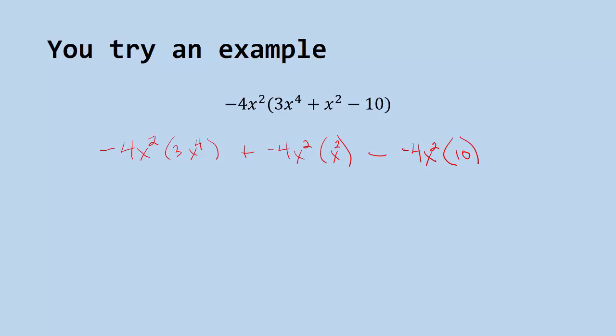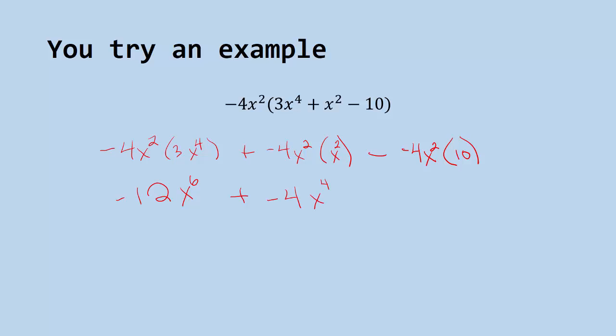So now to take a look at each term, let's see what we get in the first one. So negative 4 times 3, so negative 12. X squared times x to the fourth, we add the exponents to get x to the sixth. The next term, negative 4x squared times x squared. So the negative 4 is there, and x squared times x squared, or 2 plus 2, gives us x to the fourth.